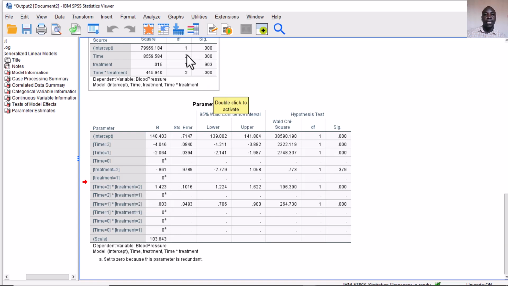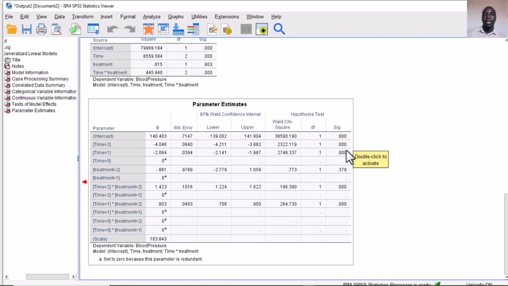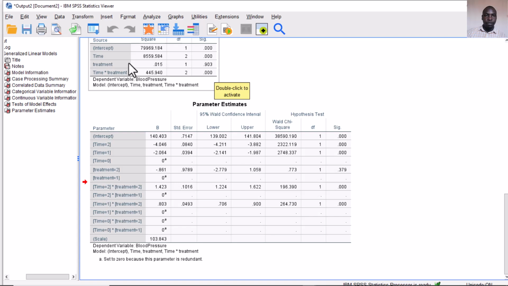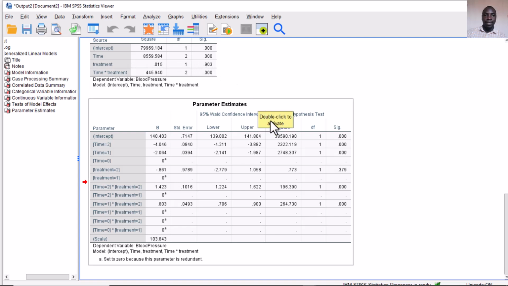We saw that time is statistically significant. Even here you can see it is statistically significant. For treatment, non-significant. When you look at treatment here, non-significant. But for the interactions, they were statistically significant. Meaning our exposure variable, our treatment, influences the way our outcome changes over time.